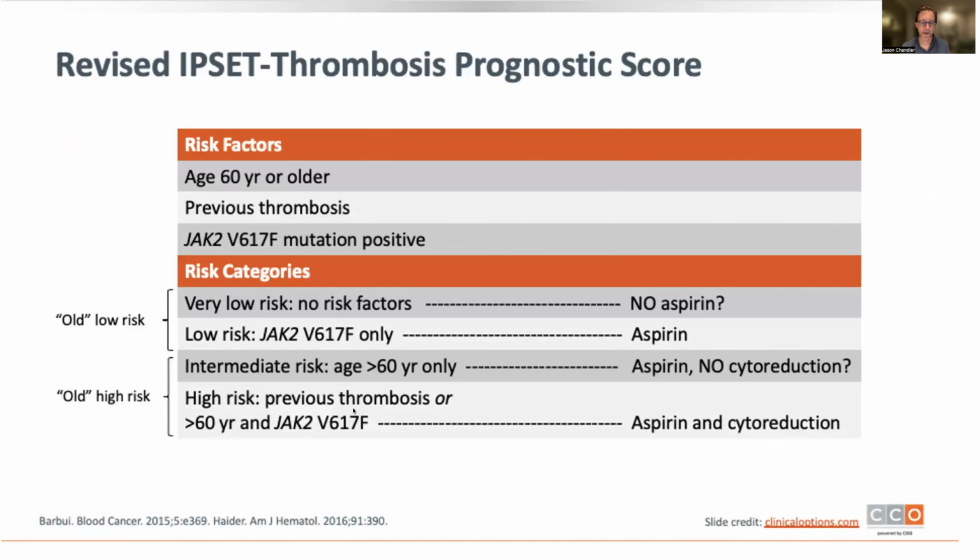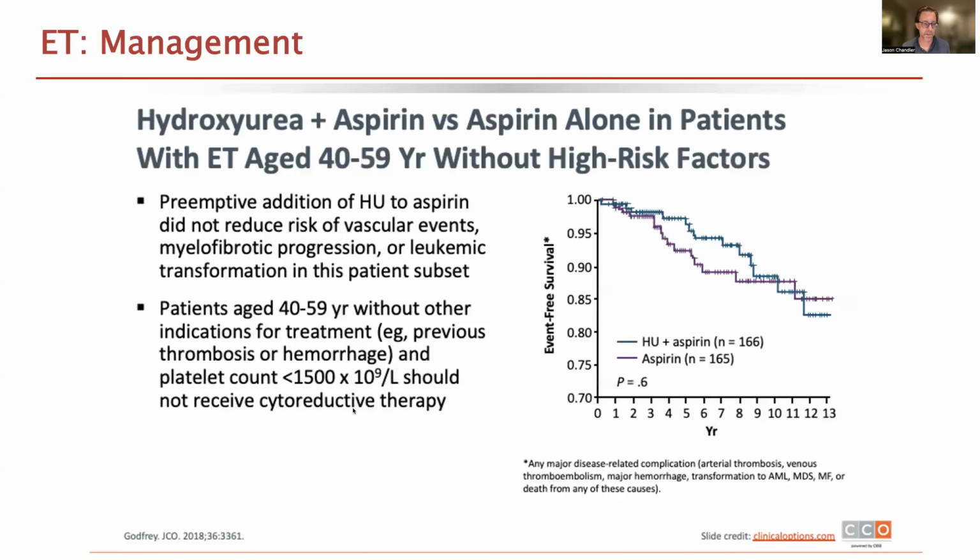So if you have no factors, you don't have to do anything really. You may not even need to give aspirin. If you're just JAK2 positive and you don't have clots and you're younger, you can do just an aspirin. There's a question of when you get over 60, do you need to really do the cytoreduction? But if you're high risk, they really recommend the aspirin and cytoreduction, or like medicines to bring the counts down.